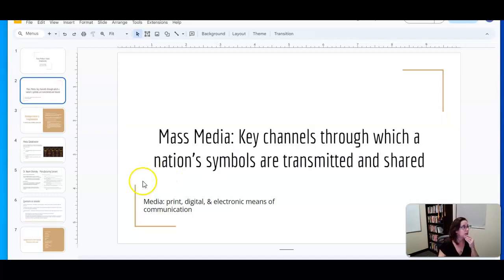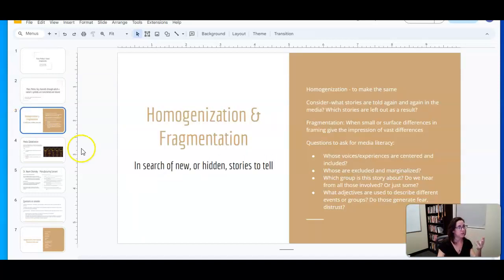So one couple of things we have to consider when we're thinking about mass media is both this idea of homogenization and fragmentation, in search of new or hidden stories to tell. Because as we're going to see, even though Fox News and MSNBC may be seen as very different from each other, because Fox News is going to take on the conservative side and MSNBC the more liberal side, Republicans and Democrats, when we actually look really close, we see that there are really only slight variations in the stories that are being told. We might notice that both Fox and MSNBC are talking about abortion.